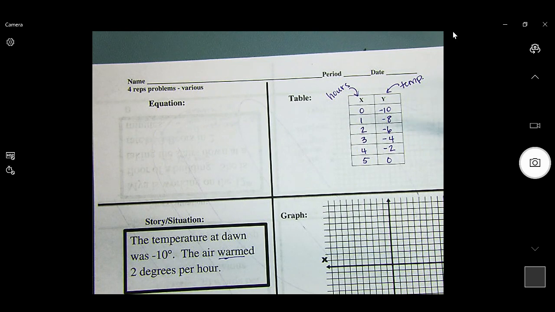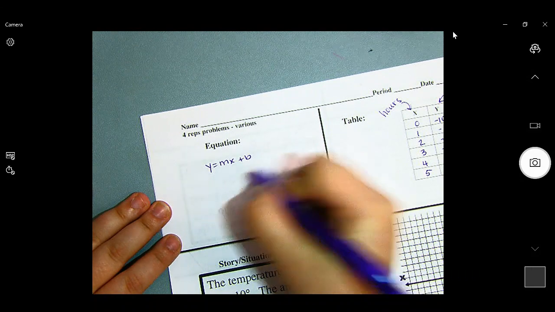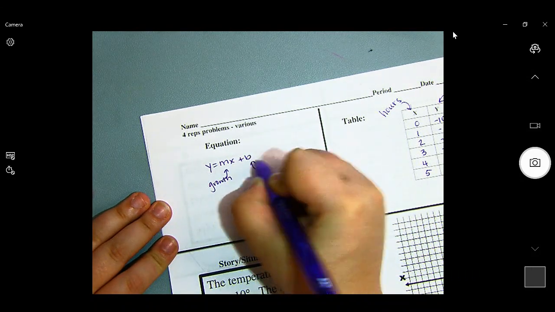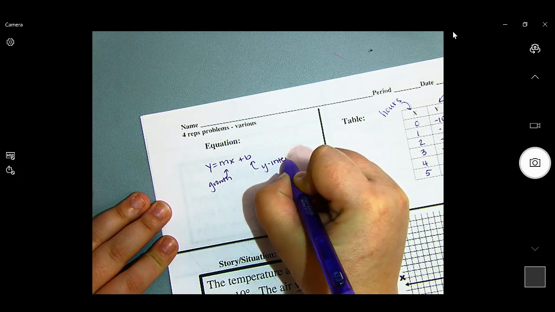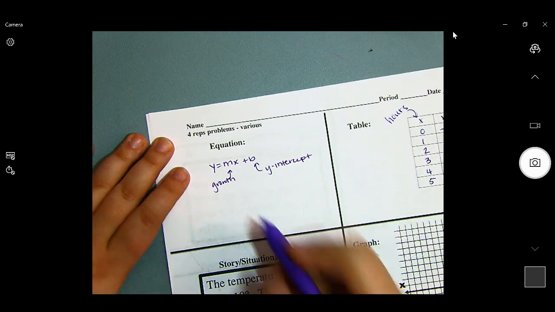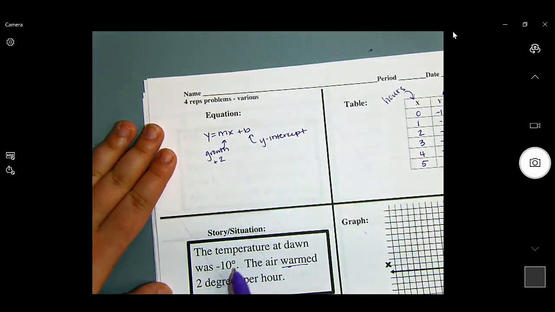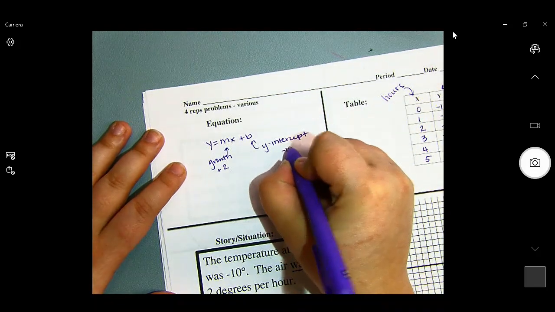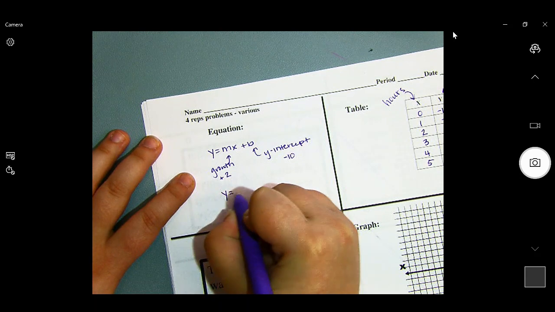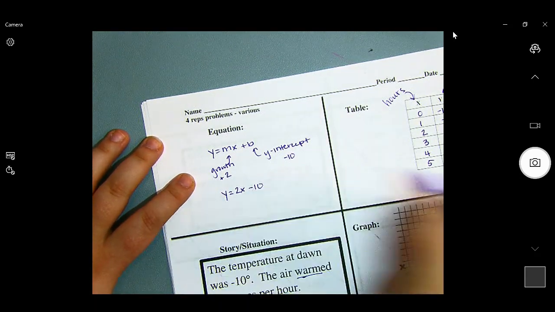All right, now let's write our equation. So again, it's y equals mx plus b, where m is my growth and b is my y-intercept. Okay, so my growth, I'm going up 2 degrees per hour. My y-intercept, my starting point, is at negative 10. Okay, so my equation is going to be y equals 2x minus 10.